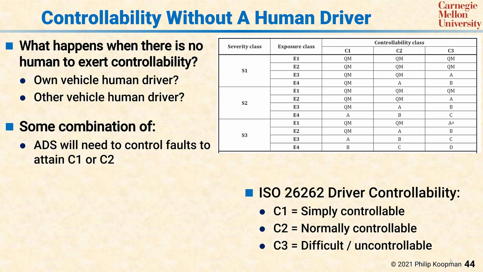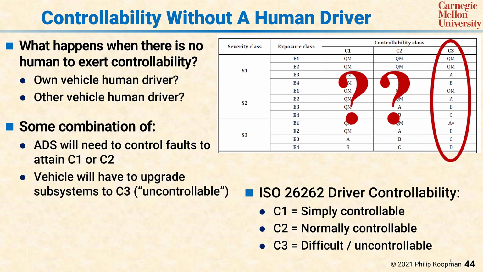Alternately, if the ADS doesn't know how to control the faults in all the many components that could result in a bad outcome, then those components have to have their ASIL upgraded based on a C3 uncontrollable rating. Upgrading the ASIL requirements for components across the car could mean significant redesign, significant expense.